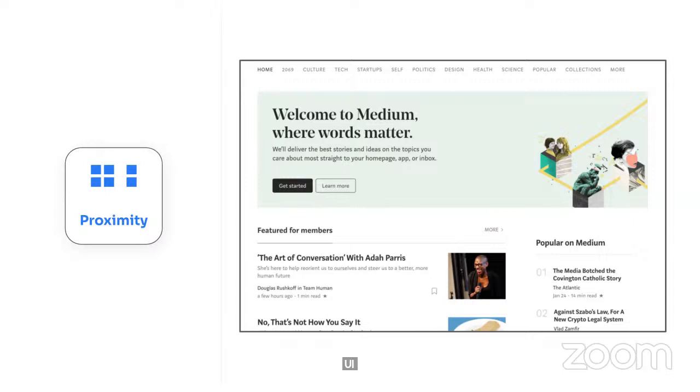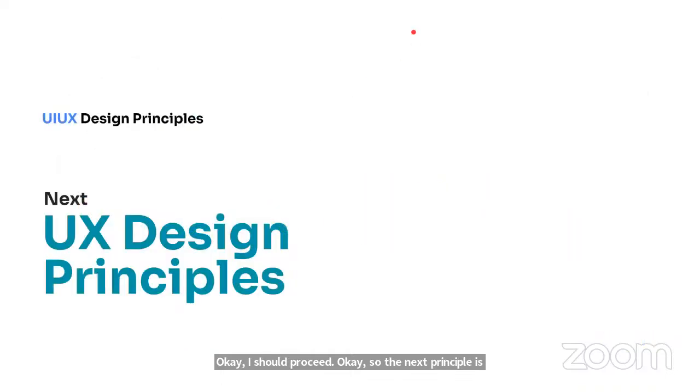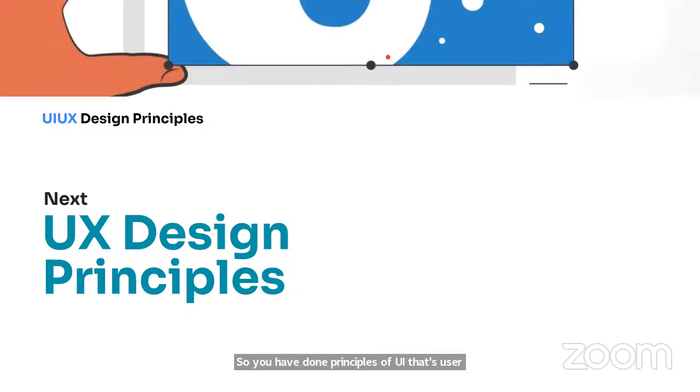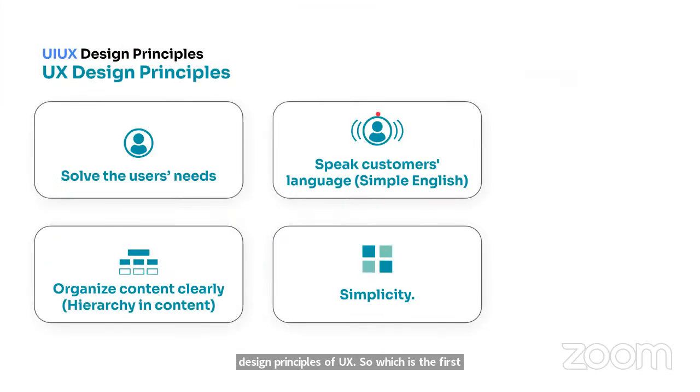Okay, I should proceed. So the next principle is the principles of UX. We have done principles of UI, that's user interface design, then principles of UX. The first principle of UX we're going to be looking at is that the goal of UX is to solve the user's needs. Remember what we talked about throughout the empathize phase, in the earlier phase of the class, about solving the user's need. Next is speak the customers' language.